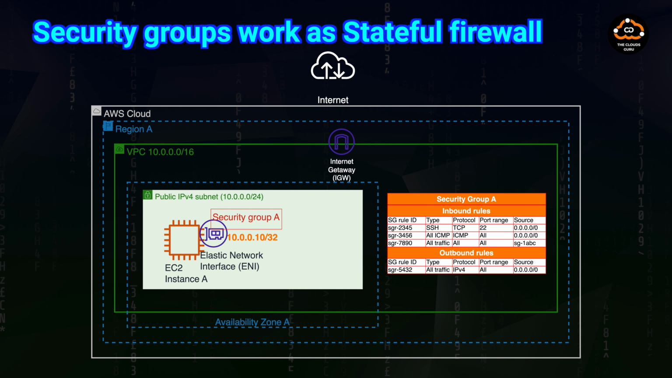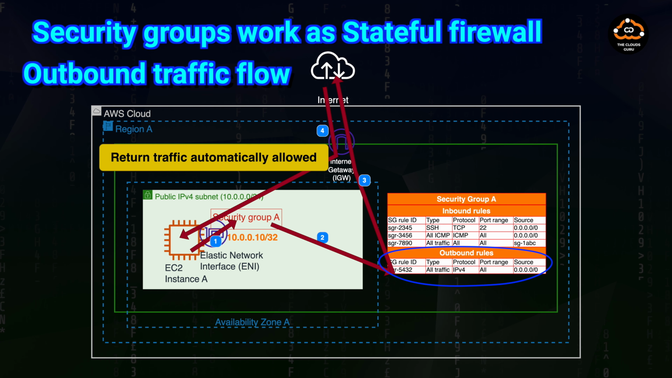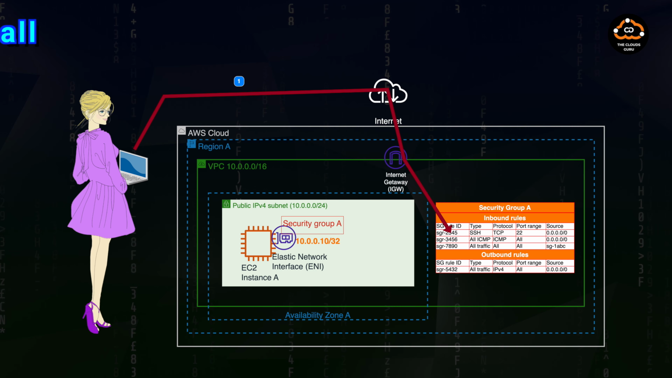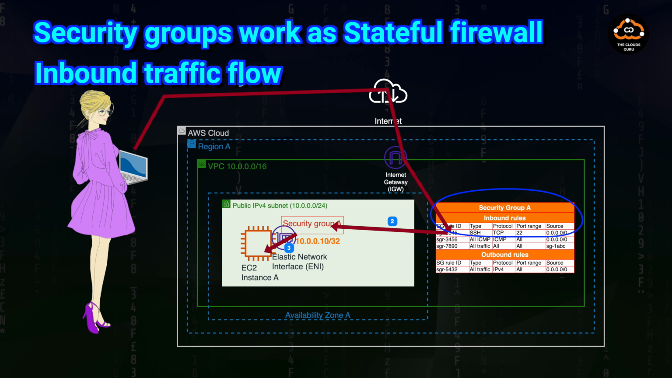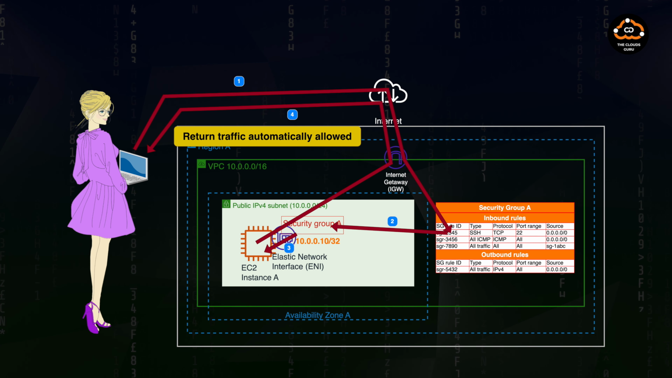Now, let's unpack the term stateful firewall. A stateful firewall means that if you allow an incoming request from an IP, the response is automatically allowed, regardless of outbound rules. It's like a two-way conversation. If you initiate it, you can expect a reply without further permission. Security groups work as stateful firewall.